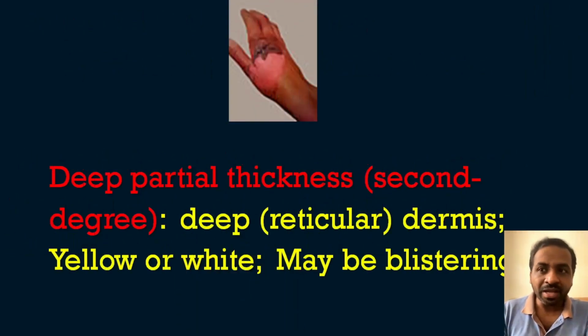Okay, so the other option, then, deep partial thickness. Deep partial thickness also belongs to the second degree burns, but here the deep reticular dermis is getting affected in this type of burn. Okay, the deep dermis is affected, that is the reticular. And the appearance will be yellowish or white. You can see the burn area will be yellowish or white in appearance and may be blistering. Sometimes blisters will be there and sometimes the blister may get broken. So that is a deep partial thickness burn, which affects the deep dermis.